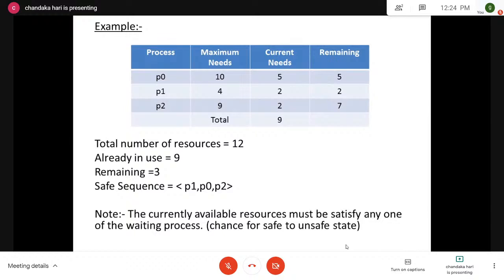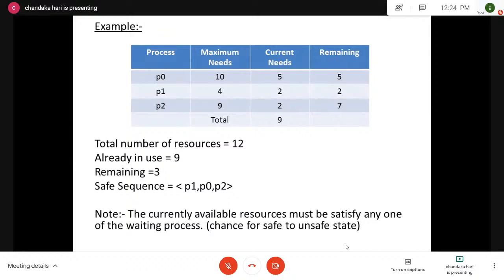Now P0 requires 5 and P2 requires 6 resources. So the 4 is not satisfying any one of the requests, P0 and P2, hence the system is in deadlock state. That's it. So that's why I'm telling you that whenever a process requests a resource, please don't sanction it immediately. Check whether the system can define a safe sequence or not. In case it is unable to define a safe sequence, please don't sanction that.